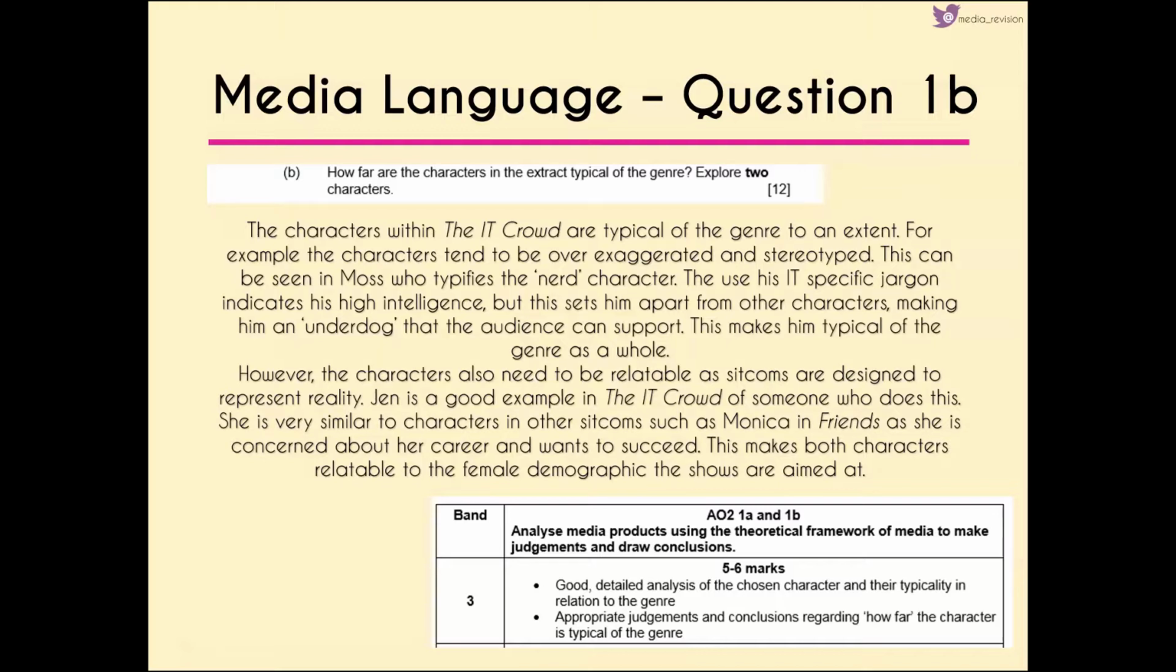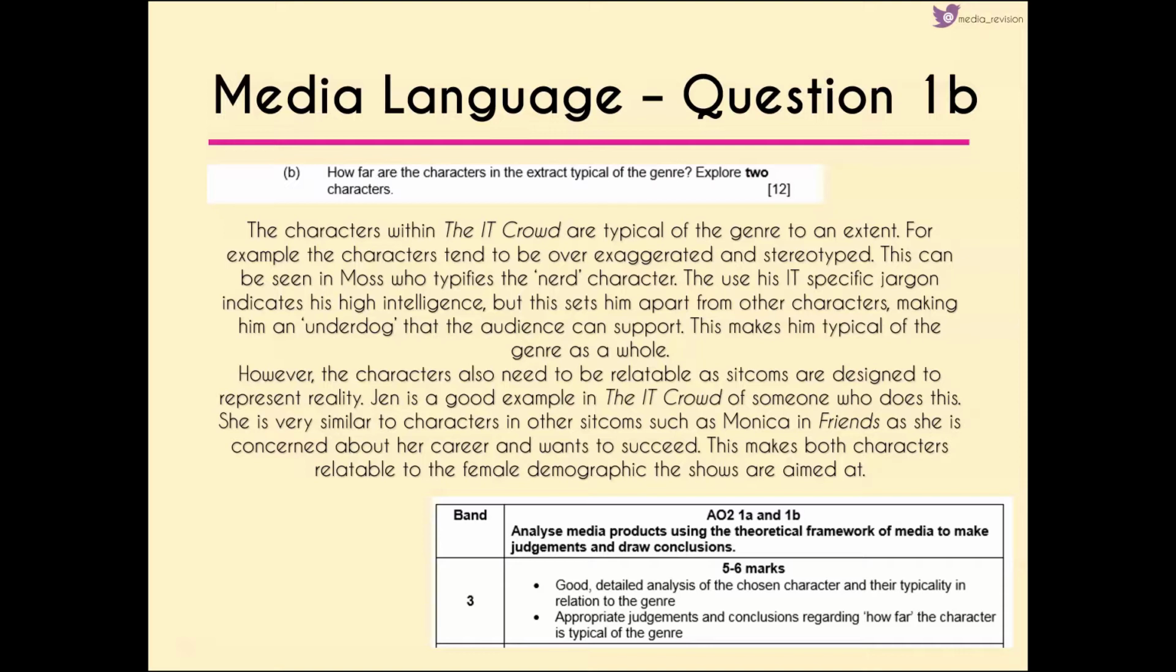For example, the characters tend to be over-exaggerated and stereotyped. This can be seen in Moss, who typifies the nerd character. The use of his IT-specific jargon indicates his high intelligence, but this sets him apart from other characters, making him an underdog that the audience can support. This makes him typical of the genre as a whole.